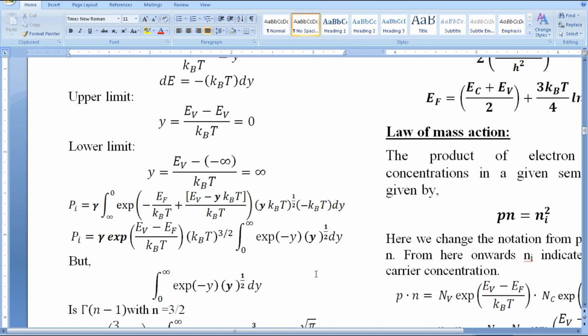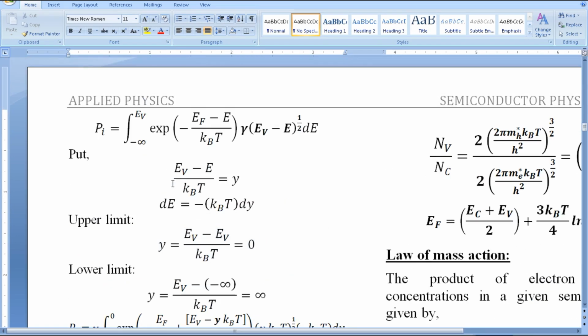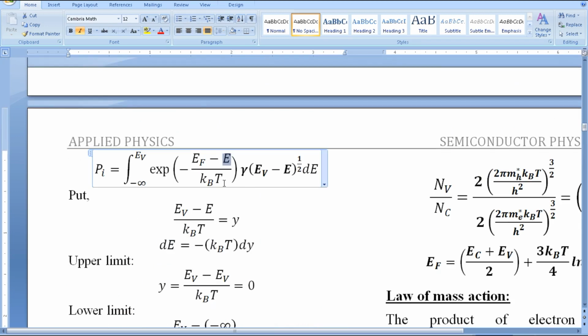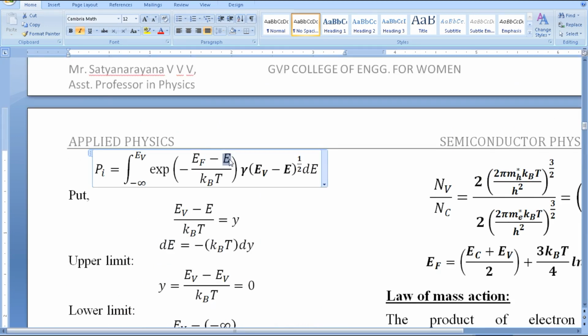Okay. Now, as we know, this integral has EF minus E. EF is constant, and in place of E, let me calculate E. E is equal to EV plus y kBT. In place of E you can write EV plus y kBT. So if you write this EV plus y kBT, as the minus sign is already there, this is actually EF minus EV minus y kBT.